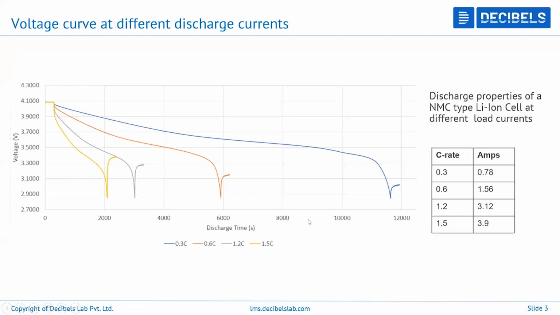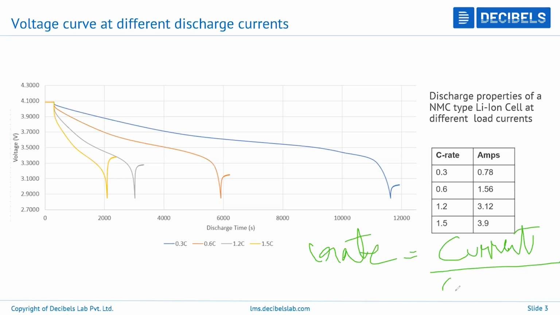Now we'll proceed with understanding some basic behavior of the cell, like what you can expect a cell to do. Here you can see how the voltage curve of a cell changes along with the current that you apply on the cell. This is described in terms of what is called a C rate. In very simple terms, the C rate is defined as the ratio of current to the capacity of the cell.